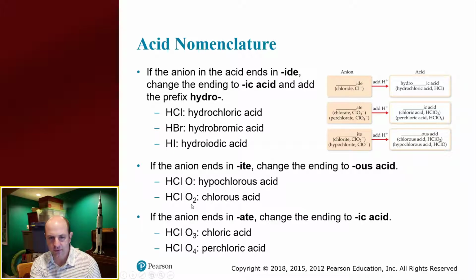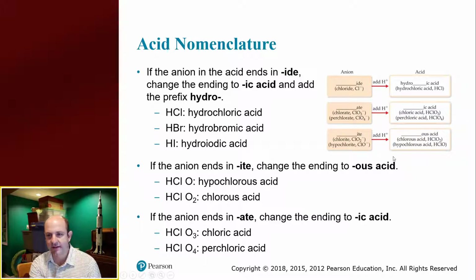HClO2, well, ClO2 is chlorite, so chlorous acid. If it ends in ate, just stick it with the ic acid, but don't put hydro in front. So HClO3, well, ClO3 is chlorate, make it chloric acid. ClO4 is perchlorate, make it perchloric acid. So they give you a nice little summary here, if you start with the various anions, how you can get to your various acid names.